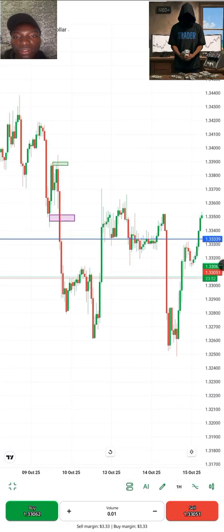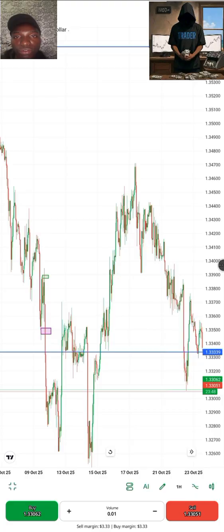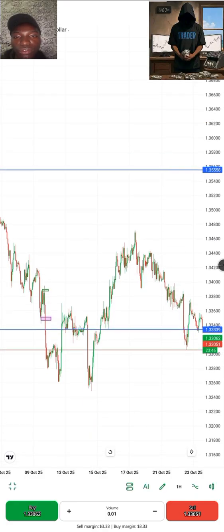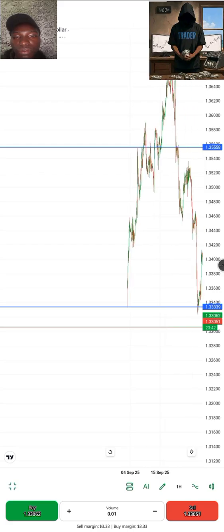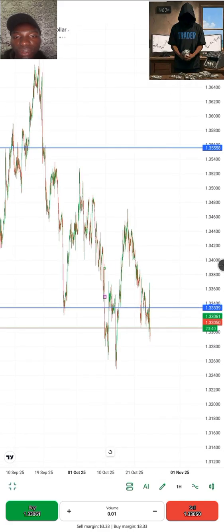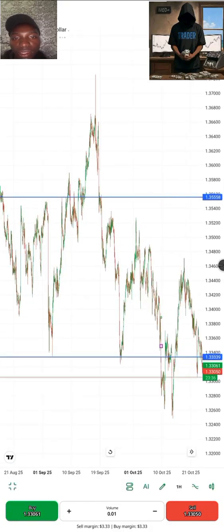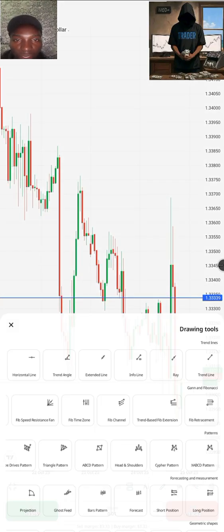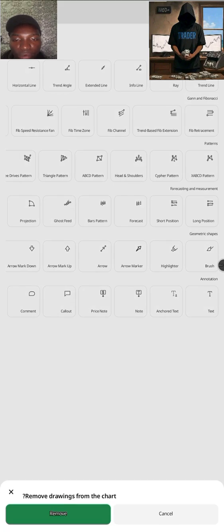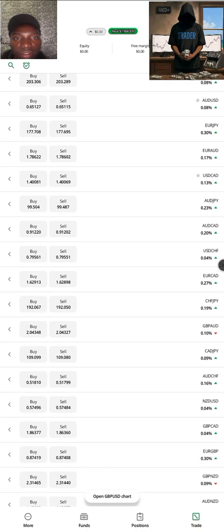But if I was there in the market, I could just withdraw a good amount of money. As you can see, it's been an uptrend for the past few days, but for now it's a downtrend. But I hope that it will go up very soon. So therefore, let me just remove all the charts that I have drawn, and let's go to the next thing.